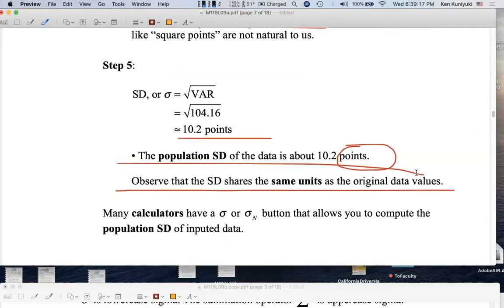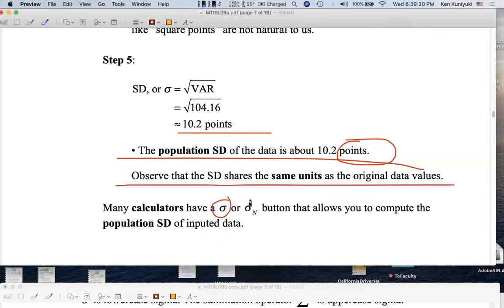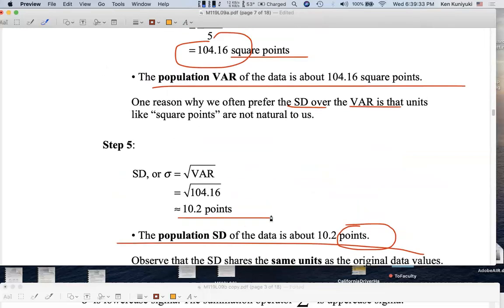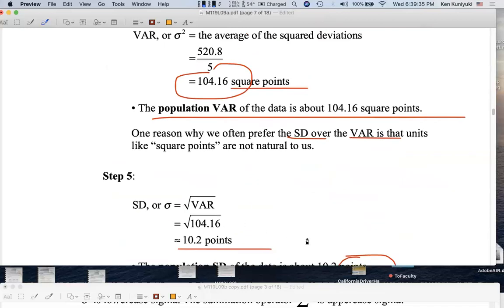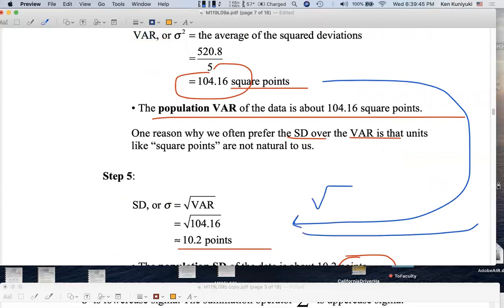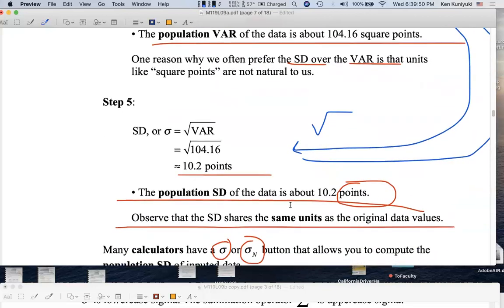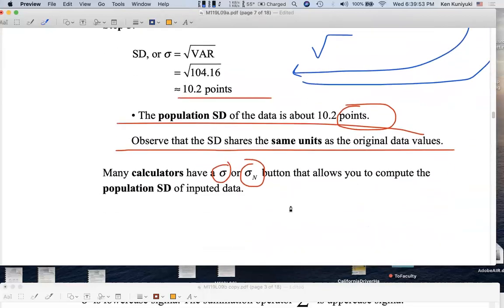Now on your scientific calculators, you should have a sigma or sigma sub capital N button that will allow you to work out population standard deviation. If for some reason you need the variance, you could do what to these values? You could square them. Because remember, standard deviation is always the square root of the variance. I'll do this in blue. Standard deviation is always the square root of the variance. The variance is always the square of the standard deviation, whatever the context.